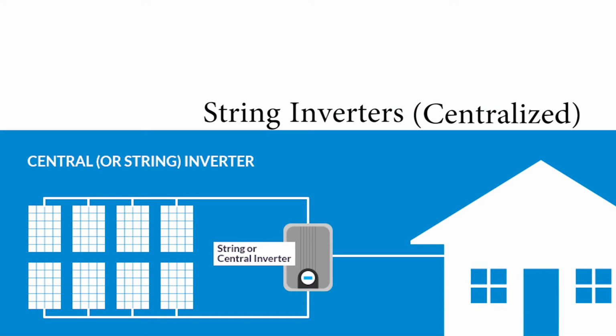String inverters are the most cost-effective compared to the others. The panels are arranged into groups connected by strings. Each string of panels is connected to a single inverter. This technology has been around for decades. The biggest downfall is that a string of panels will only be as effective as its weakest panel, so it's not recommended for shady areas.